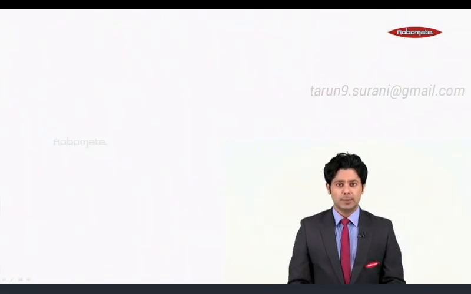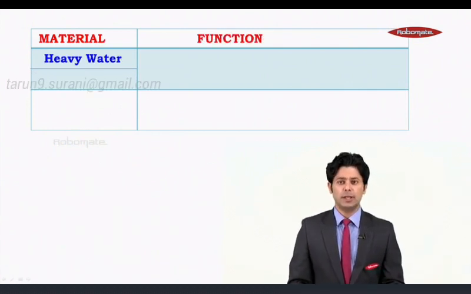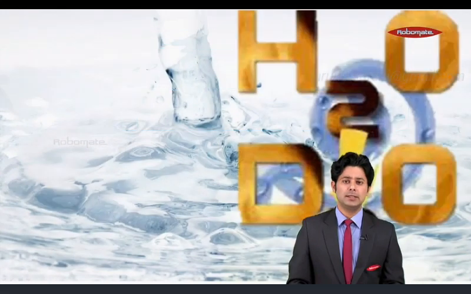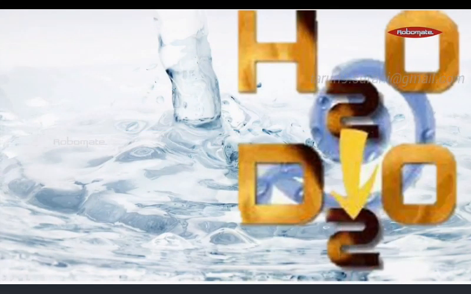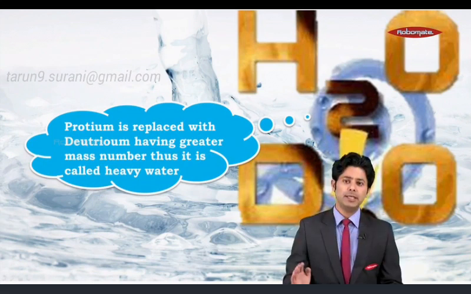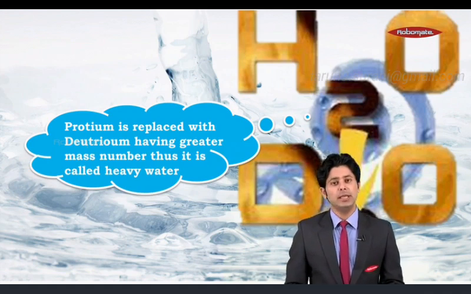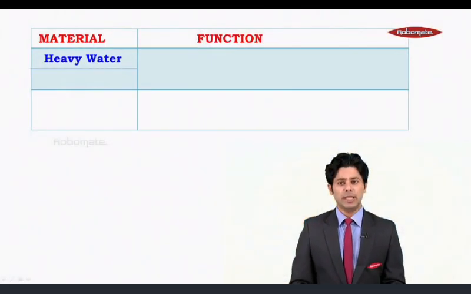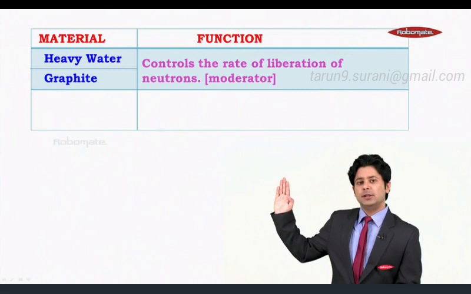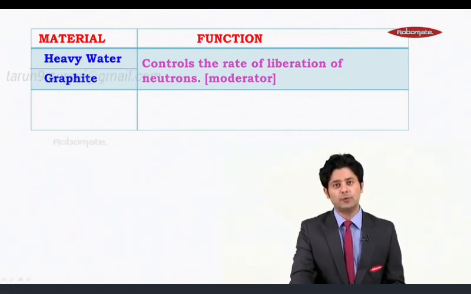Now moving to the next segment, the materials and their function. The first one, as we see, is heavy water. The molecular formula of water is H2O, but when protium is replaced with deuterium having a greater mass number, this water is said to be heavy water. Moving to the next material, graphite. This is how it looks, and it acts as the moderator, and its function is to control the rate of liberation of neutrons.